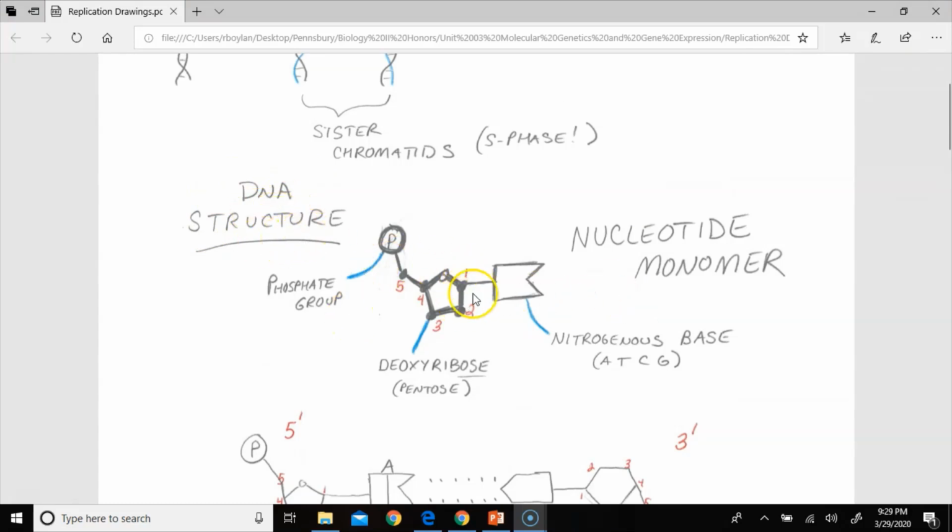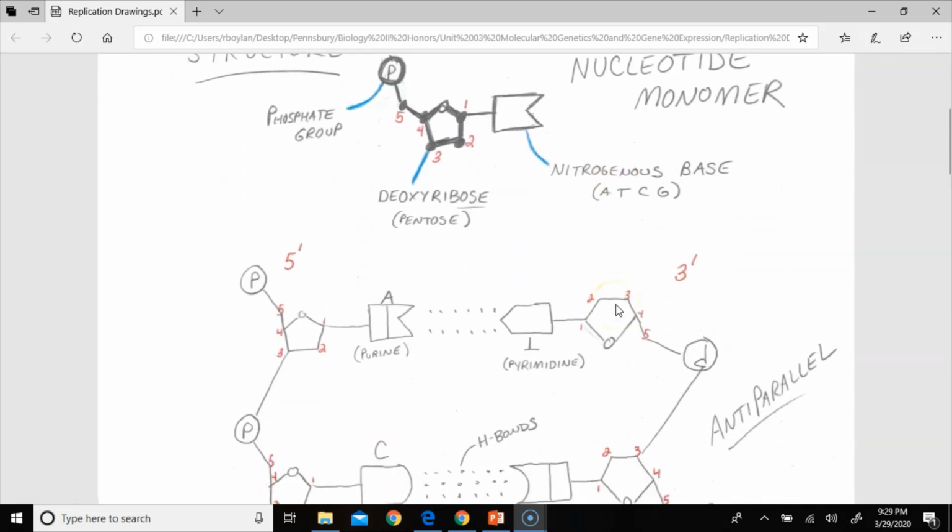structure of a nucleotide, right? And this is a monomer of a nucleic acid. You have that phosphate group, okay? You have deoxyribose is the sugar. It's a pentose sugar, 5 carbon. And then you have your nitrogenous bases here. In DNA, we have A, T, C, and G.